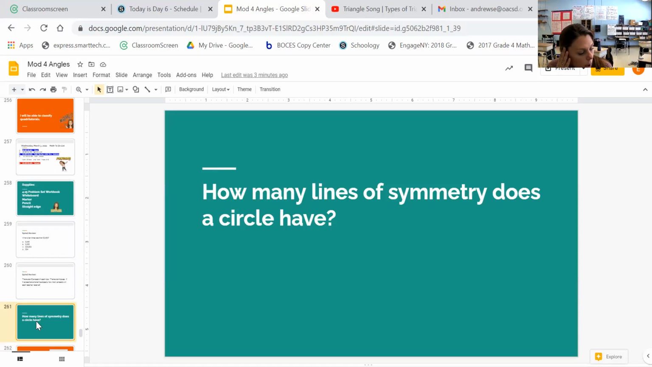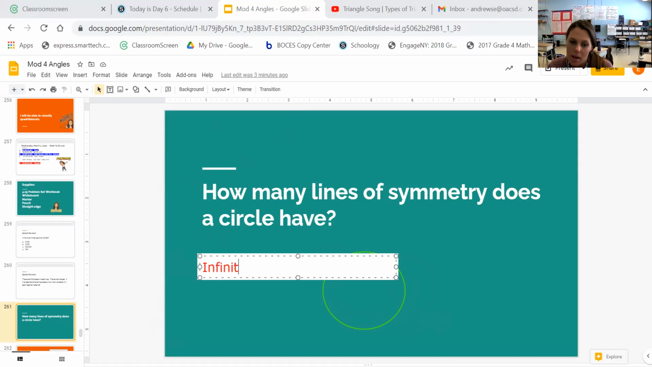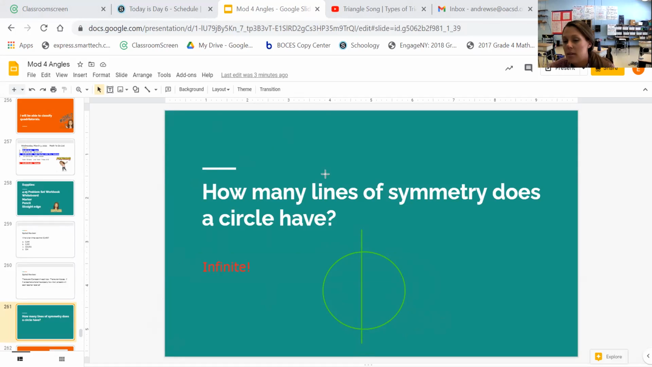So let's get started on your whiteboard with a little review. How many lines of symmetry does a circle have? This is review from the last few days. Hopefully, you said that a circle has an infinite amount. We can't even count them all. Infinite. To infinity and beyond. But remember, it needs to go through that center point. Okay?